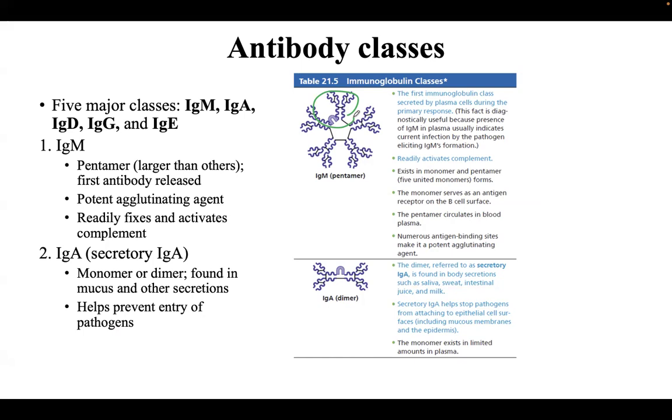So if something is trying to enter your body, then sweat and saliva will try to prevent it, because sweat and saliva also will have these IgA antibodies. So that's why it is called a secretory antibody. Okay, so anything that is secreted from your body might have these things.